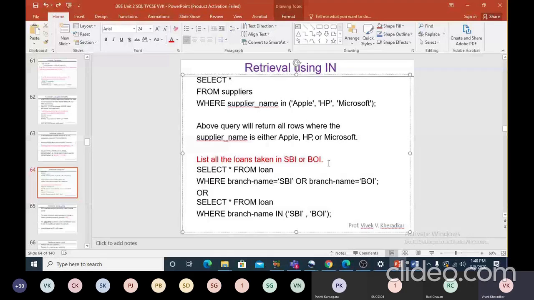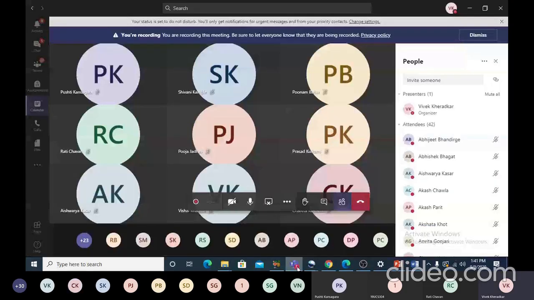So you can solve this with a where clause having branch name SBI or branch name is Bank of India. So you can solve this query with the first approach by using or: select star from loan where branch name is SBI or branch name is Bank of India. Or you can solve it by using in also: select star from loan where branch name in SBI, Bank of India. Okay. Are you getting this in? Any doubt? Between and in are very simple, right?